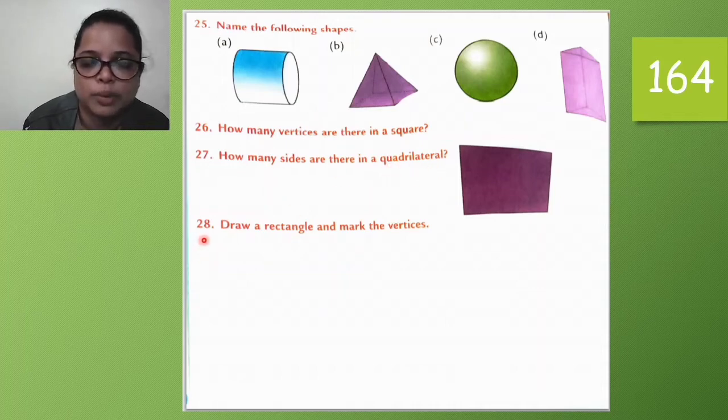Now question number 28. Draw a rectangle and mark the vertices. Here they have given you space. So you draw a rectangle and the corners which are there, you're going to mark them. Do you remember in parallel faces I had shown you the square with A, B, C, D? So you will draw a rectangle like that. You can mark A, B, C, D, E, F, G, H, any letters you can mark there.